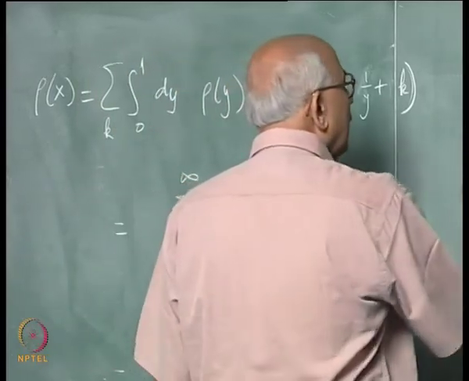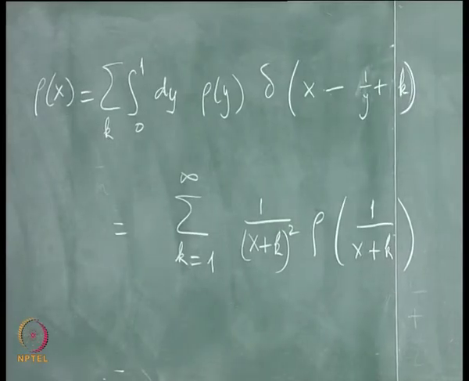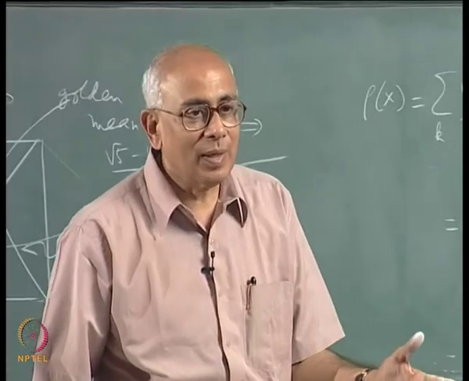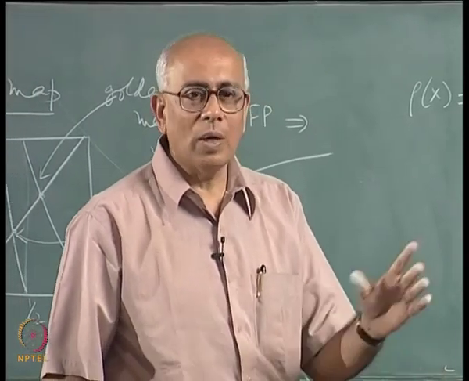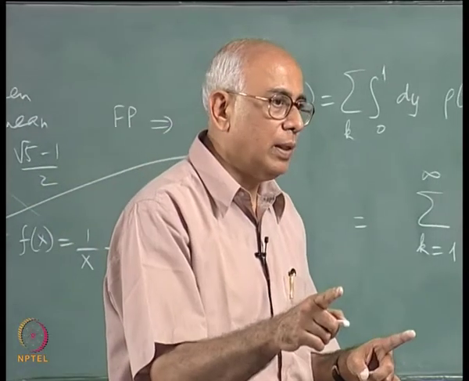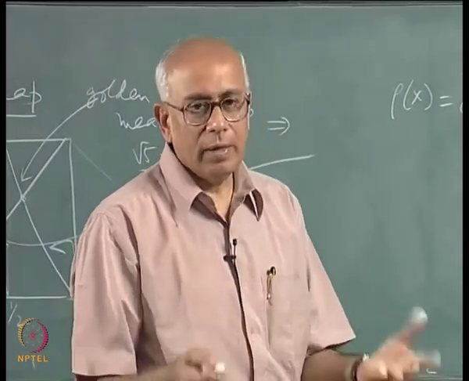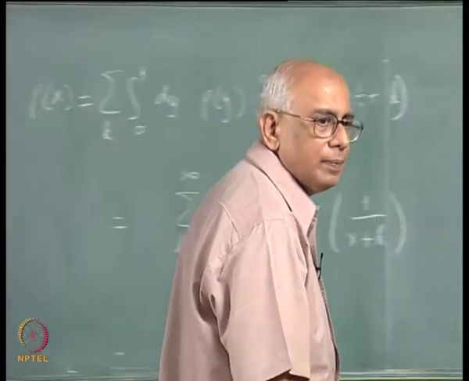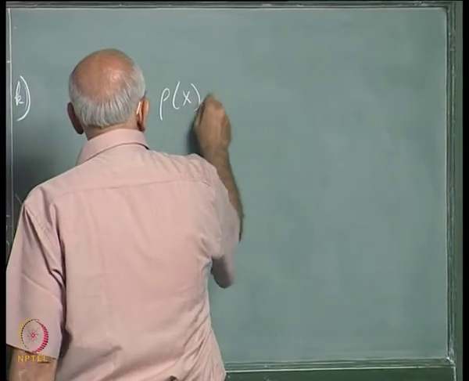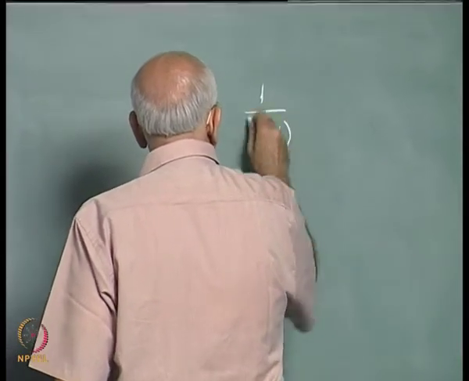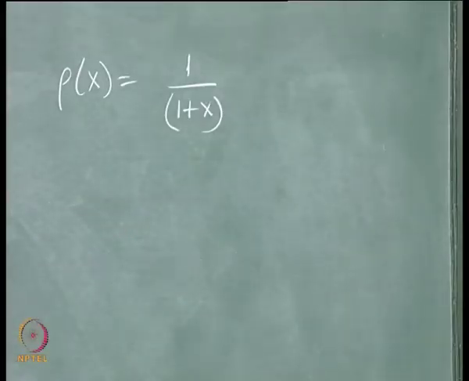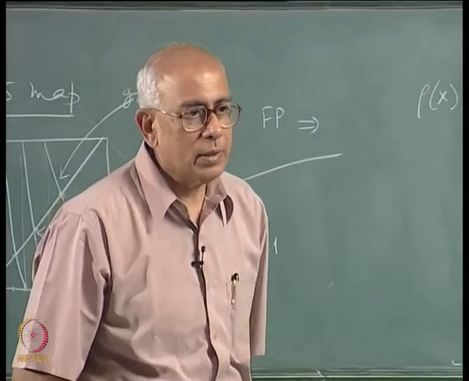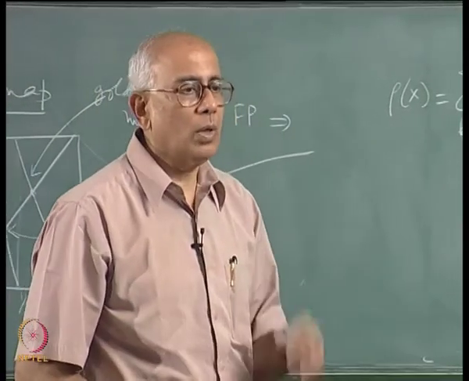The solution that he had, I pointed out, is that the probability that the iterator after a long time is less than a certain number x is proportional to log 1 plus x. That is the cumulative probability. Therefore the probability density is the derivative of log 1 plus x, so it is 1 over 1 plus x. But you must normalize this to unity between 0 and 1. If I integrate this I get log 1 plus x, and I put in the limits: at the upper limit I get log 2, at the lower limit I get log 1, which is 0. So the normalization constant is 1 over log 2.